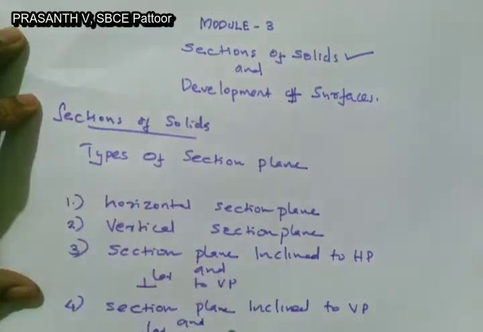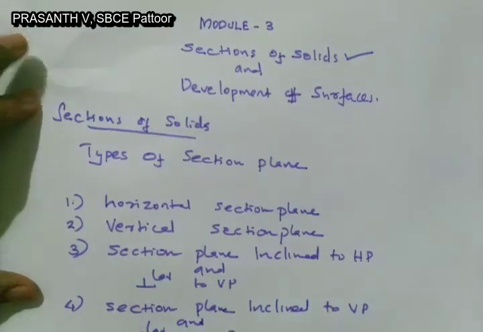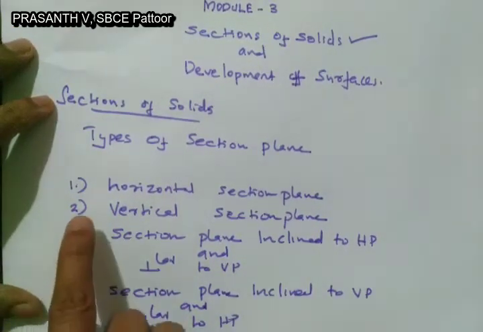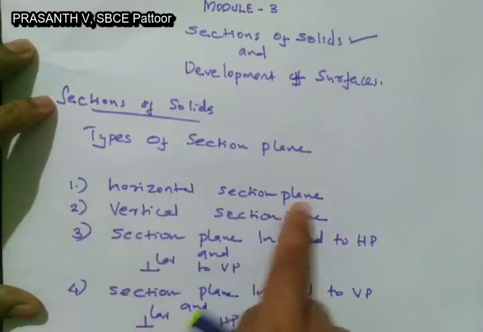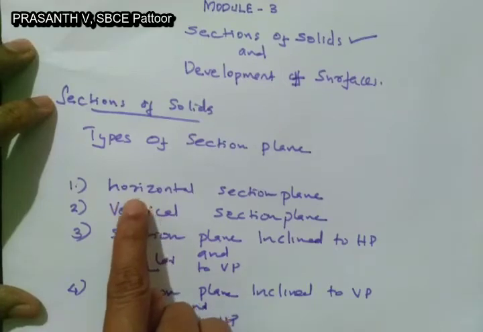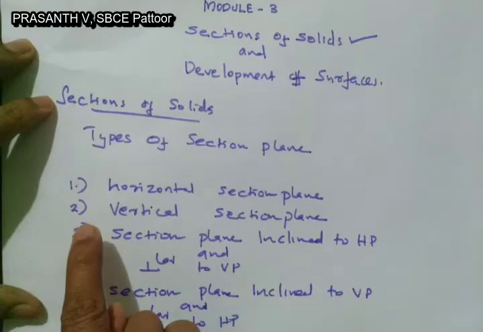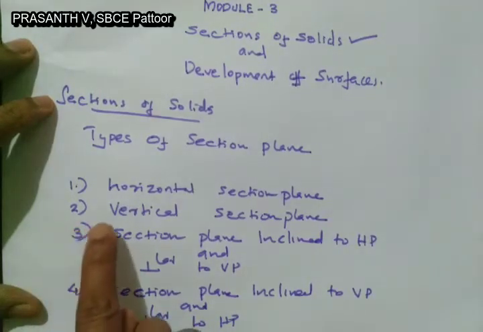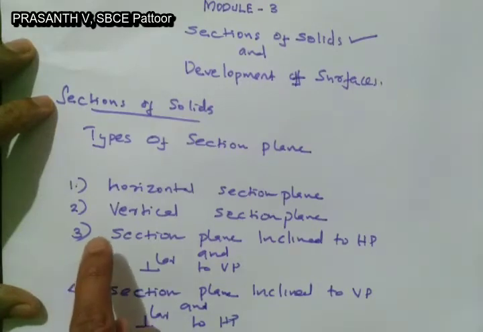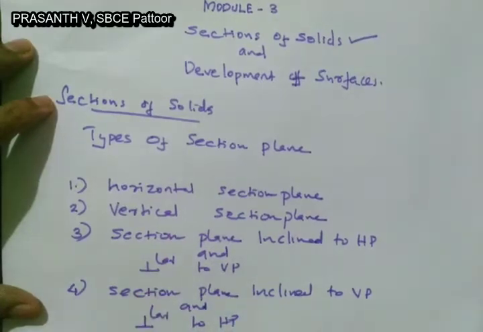In order to start this, first we will consider types of section plane. There are generally 4 types of section plane we need to consider. The first one is horizontal section plane. Horizontal section plane means the section plane which is parallel to HP and perpendicular to VP. Second one is vertical section plane, which is perpendicular to HP and parallel to VP. We will see these planes in detail.